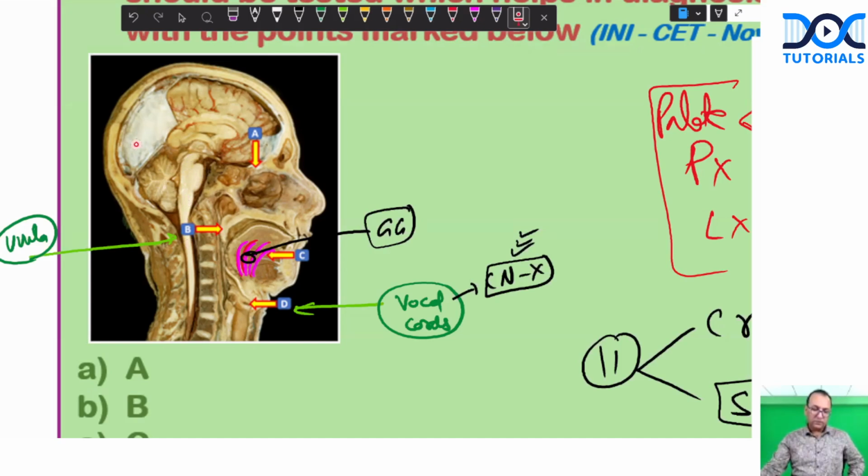Cerebellum. Dural fold here. Falx cerebri. Straight sinus here. So just get some idea. Straight sinus here at the base of falx cerebri, which is a dural fold separating the two cerebral hemispheres. This is falx cerebri. Okay, so let us come back here.